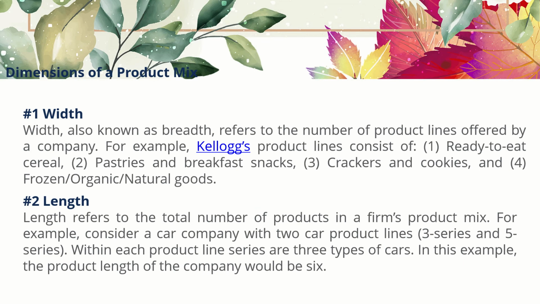Dimensions of product mix. First one, width, which is also known as breadth, refers to the number of product lines offered by a company. For example, Kellogg's product lines consist of ready-to-eat cereal, pastries and breakfast snacks, crackers and cookies, and frozen organic natural goods. When it comes to length, it refers to the total number of products in a firm's product mix. For example, consider a car company with two car product lines, 3 series and 5 series. Within each product line series are 3 types of cars. In this example, the product length of the company would be 6.